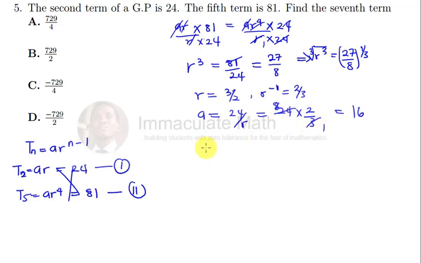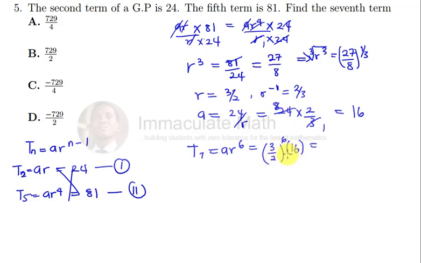So what is your seventh term? My seventh term, t7, would be a r to the power 6, right? My first term is 16, then my common ratio is 3 over 2. So my common ratio is raised to the power of 6. So that means I have 3 raised to the power 6 multiplied by 16, then divided by 2 raised to the power 6.